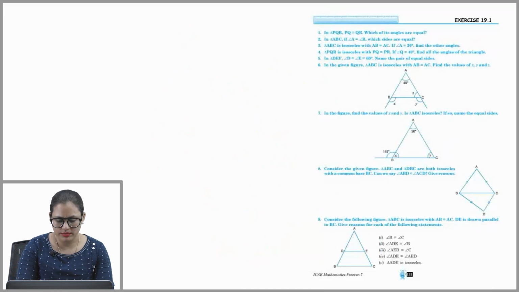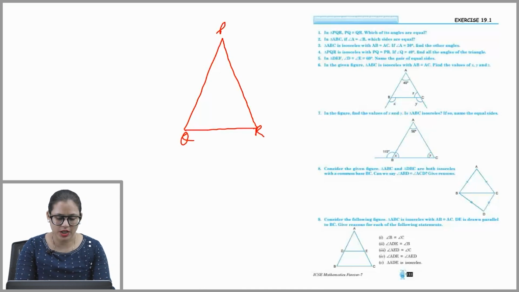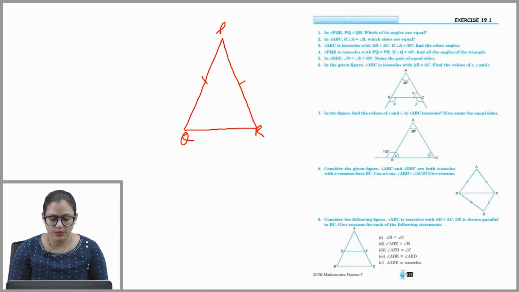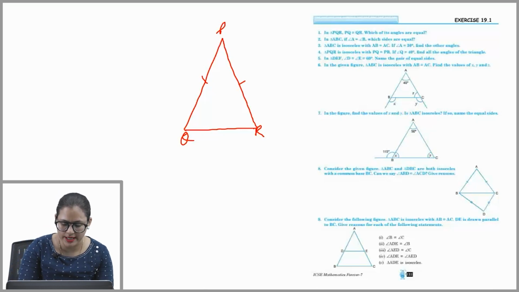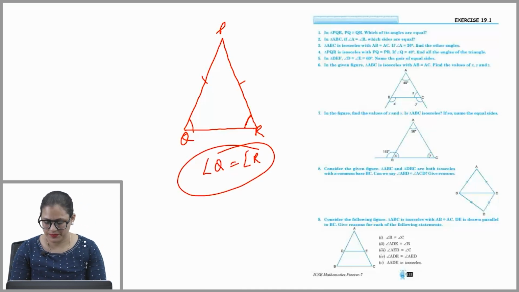Exercise 19.1. In triangle PQR, let's make a triangle PQR, PQ is equal to QR. Now, which of its angles are equal? The angle opposite to this side is this, and the angle opposite to this side is this. That means angle Q and angle R, these two angles, are equal.